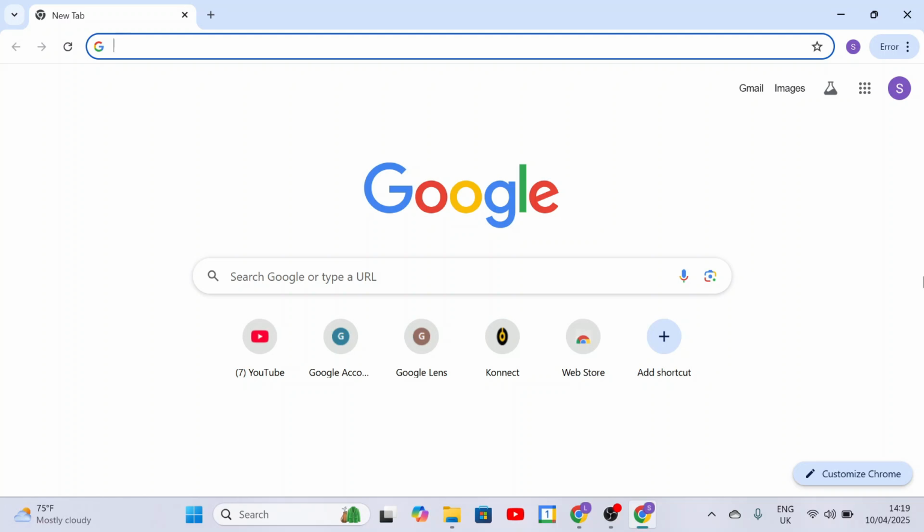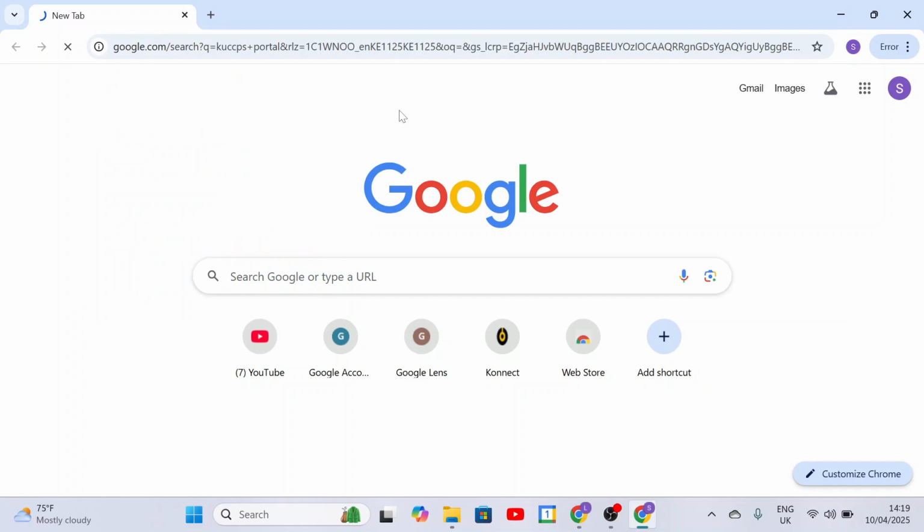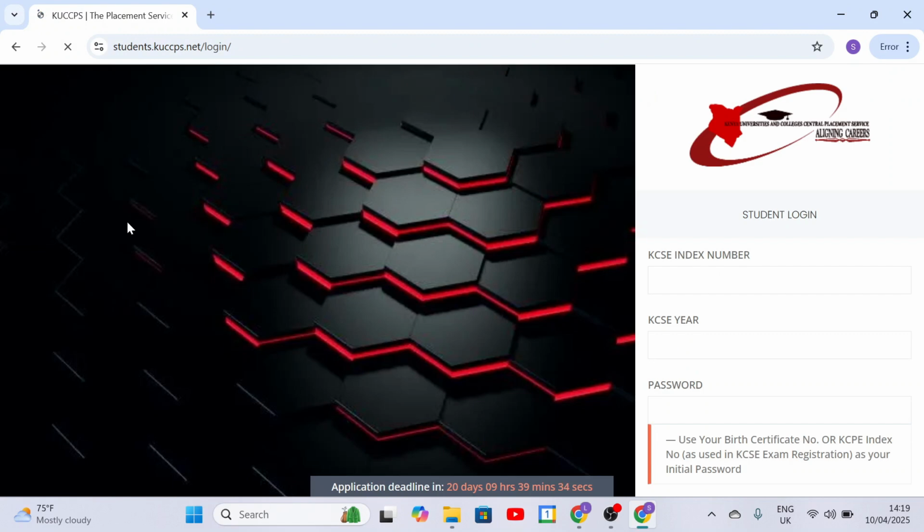Today we're going to be looking at a step-by-step guide on how to apply for courses via the KUCCPS portal. Okay, so the first thing is to get to the KUCCPS portal, whereby you will search for KUCCPS. You just see it in the options there. Just type KUCCPS portal. Then you get the student login, and then you'll get this very famous interface.